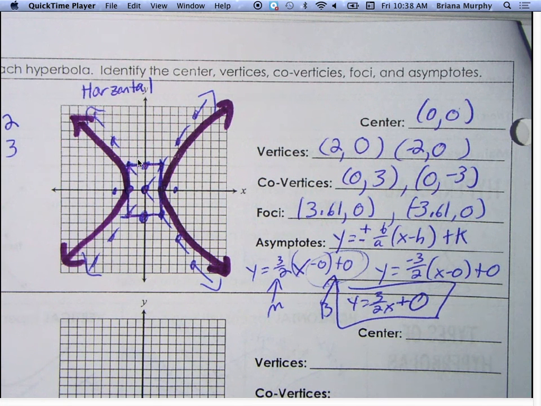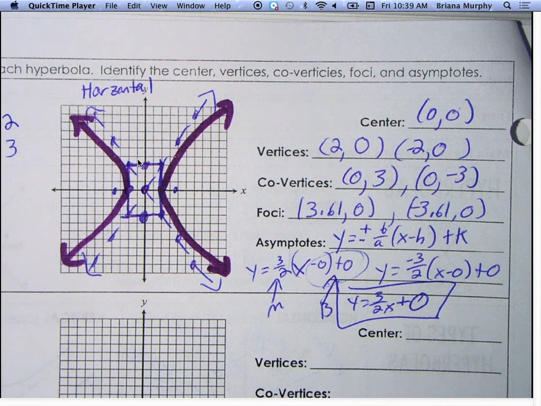All right, I want to do another one where the center is not 0, 0. So you can do your homework. I'm going to go all the way down, and I want to do number 4. So once you have that drawn in, let's go to number 4. You just draw from the vertex.